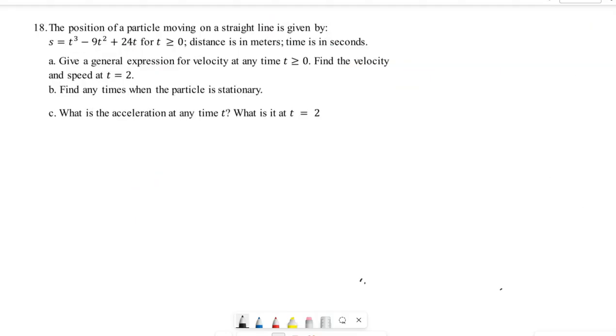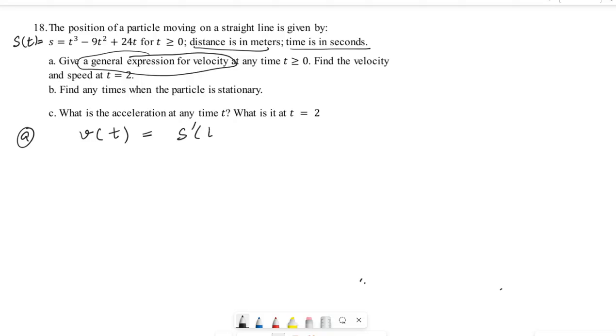Let's work on question number 18. The position of the particle moving on a straight line is given by s. S is basically here function of time. Distance is in meters, time is in seconds. The first question is to find general expression of velocity. So let's work on that. Velocity, if you remember, we talked about is the derivative of the displacement. So basically we need to differentiate this function. Derivative of t cube is 3t square minus derivative of 9t square is 18t plus 24. That's the velocity function. We are done.